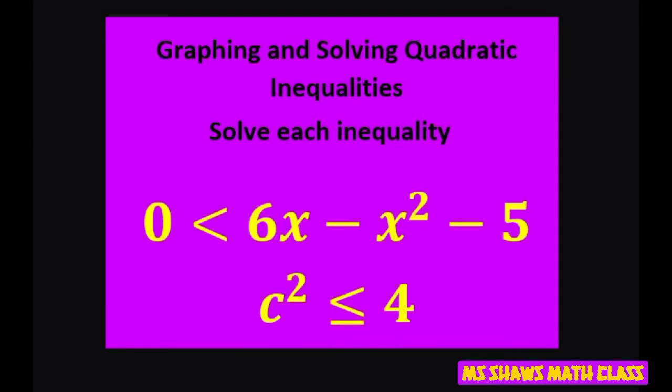Hey everyone, we're going to solve each inequality algebraically. So the first one's a little messed up because it's not in standard form. I don't like the zero on this side, so I'm going to rewrite this, and this is going to be negative x squared plus 6x minus 5. So that's more in standard form.